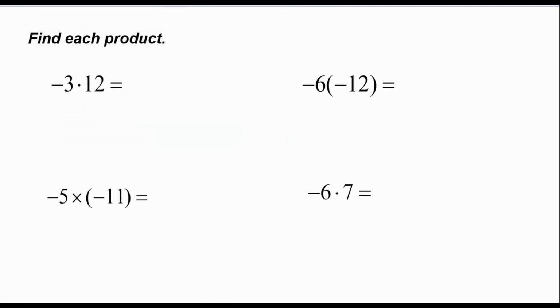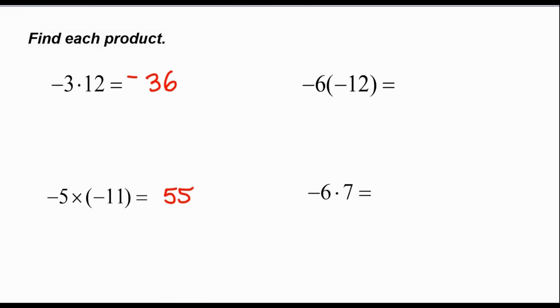So let's use what we've observed here to find the products, and we're just going to multiply and use our rules to find out whether our product is going to be positive or negative. Now negative 3 times 12, well 3 times 12 is 36. Now the signs are different, so this is going to be a negative 36. A negative times a positive is going to be negative. Next one, negative 5 times negative 11. Well, 5 times 11 is 55. And the signs here are the same, so that's going to be a positive 55.